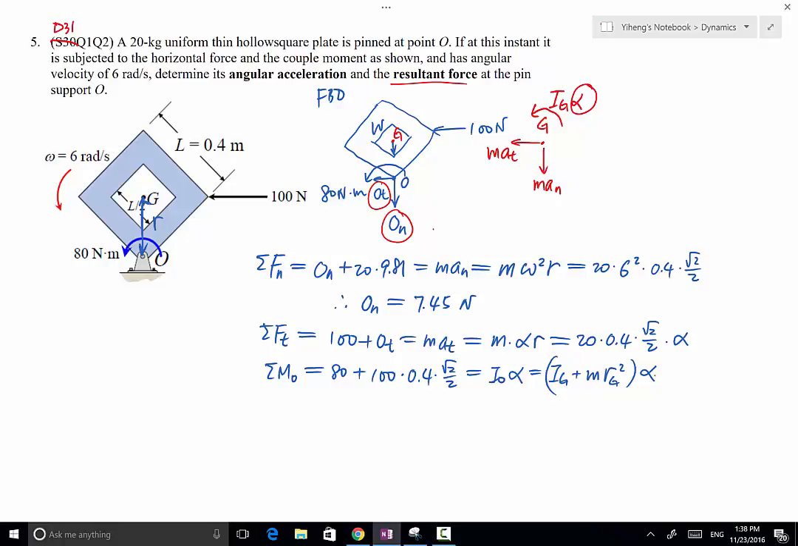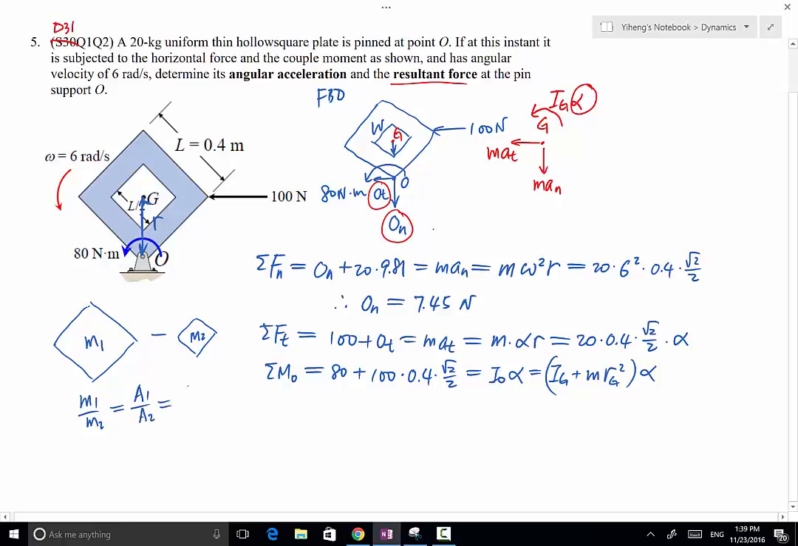So this is a composite body, a composite plate. It can be considered as a big solid square plate minus a smaller plate in the center, and they have the same center of gravity. The big one has a mass of m1, the smaller one has a mass of m2. Because it's uniform, meaning the density is the same throughout, the ratio between their masses is the same as the ratio between their areas.